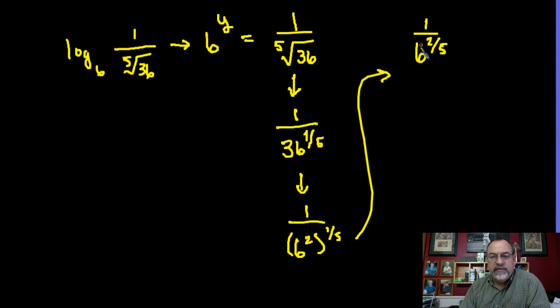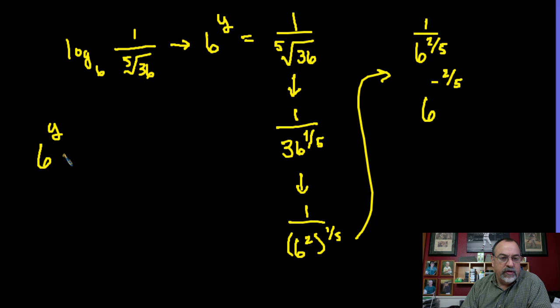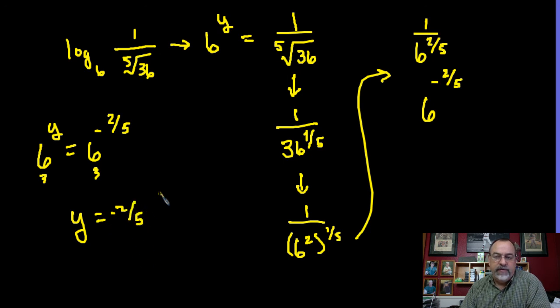Now, it's still not the same base because the 6 is in the denominator, but I can move the 6 into the numerator, and remember that changes the sign of the exponent. So I can do all of that algebraic manipulation. So I'm going to bring this over here. So 6 to what power will give me 6 to the negative 2/5 power? So I've made the bases the same. So because the bases are equal, the exponents must be equal. So this would be negative 2/5.